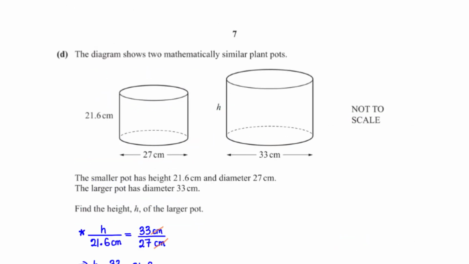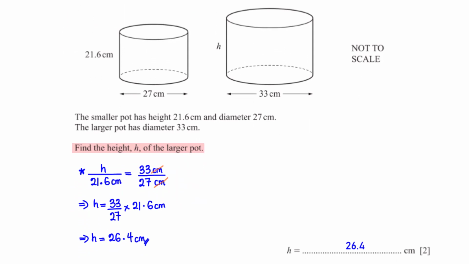The diagram shows two mathematically similar plant pots. The smaller pot has height 21.6 centimeters and diameter 27 centimeters. The larger pot has diameter 33 centimeters. Find the height h of the larger pot. Since the pots are mathematically similar, the ratio of their corresponding sides must be equal. When we make h the subject, this is what we get. When we type this into the calculator, we get 26.4 centimeters.